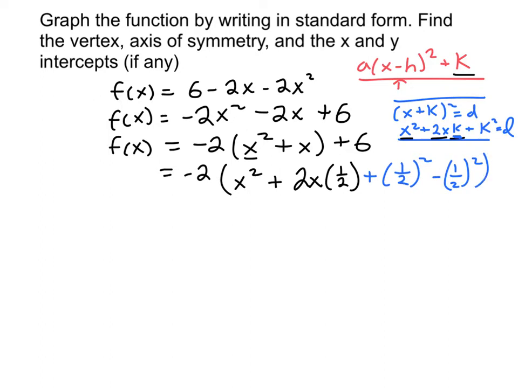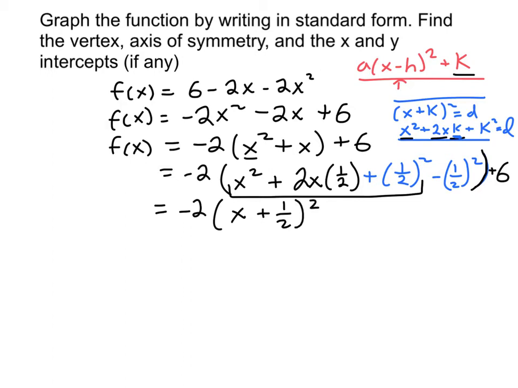And then out back, I have a plus 6. So this is x squared plus 2xk plus k squared, right? So it's in this format, and I can rewrite it in this format. These two are the same thing. So I'm going to write that negative 2 and then (x plus k) squared, where k is 1/2.